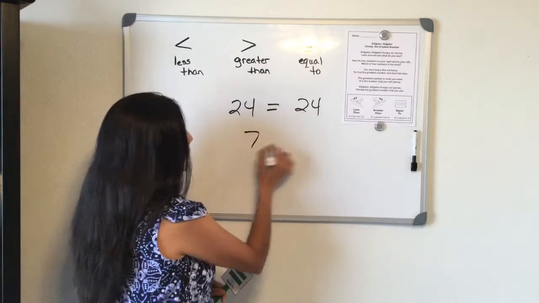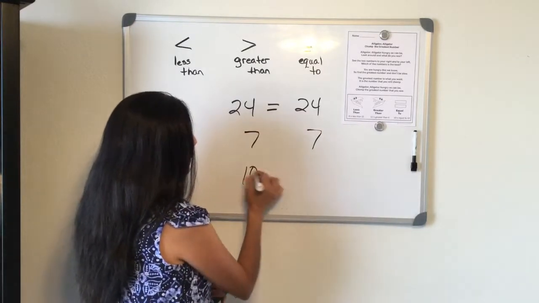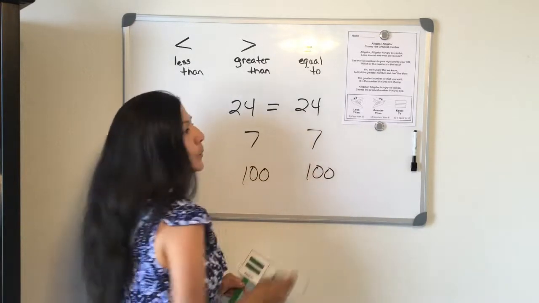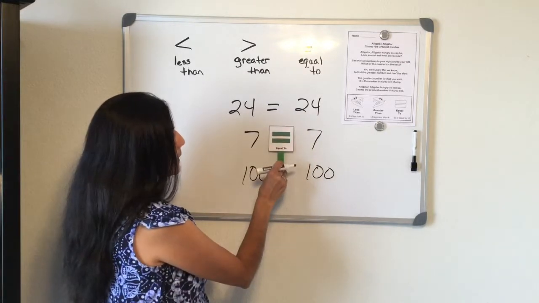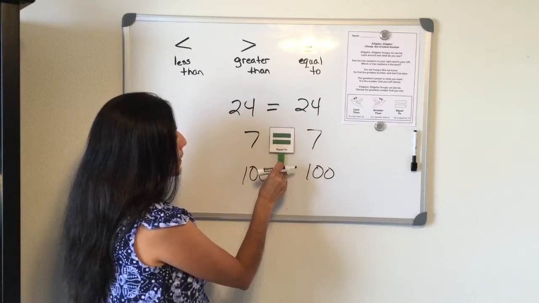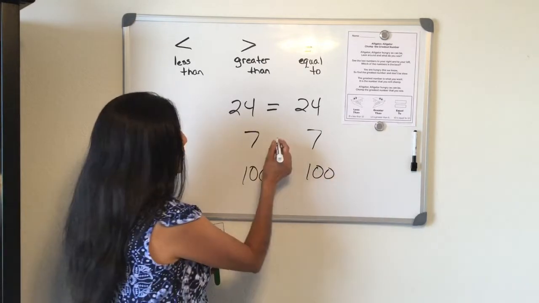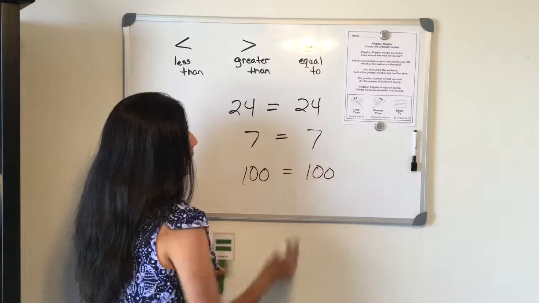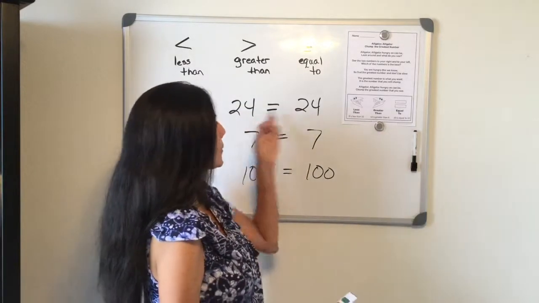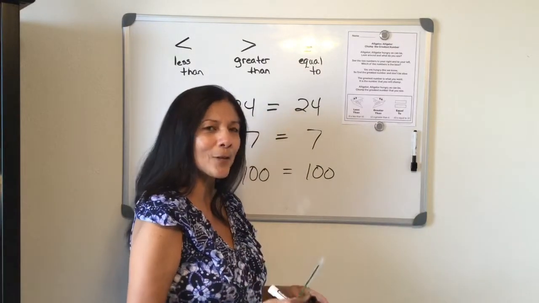Even if I had 7 and 7 or 100 and 100, it wouldn't matter. 7 and 7 is the same number. They are equal. They are the same. 100 and 100 is equal. They are both the same. So we would just put the equal sign in there to show that those numbers are the same. They're equal to each other.